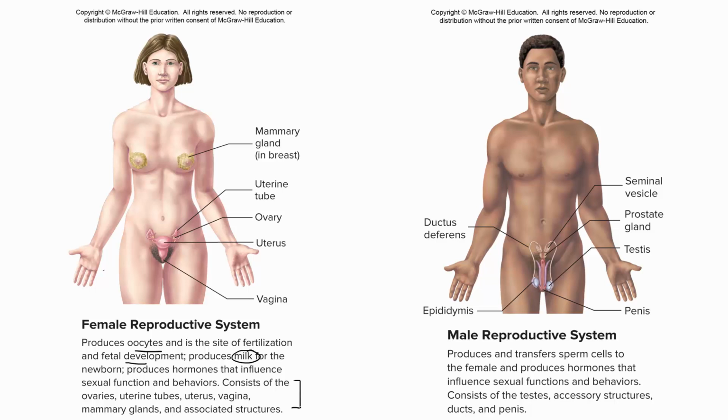You probably already know the structures that make it up. In the male reproductive system, the key is to produce and then transfer sperm to the female reproductive tract. It's going to produce some hormones that help it do those things. And again, you're familiar with these structures here.